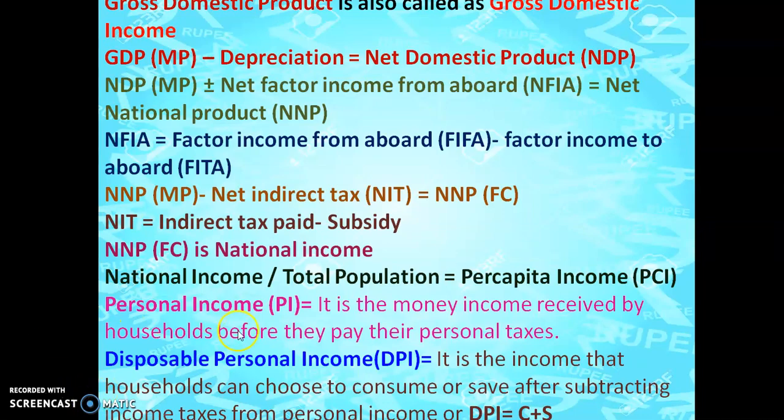This disposable personal income is equal to C plus S. What is C? C is the consumption. Whatever a person has, for what purposes does he use it? Either he uses that income to consume goods and services, or he puts it under saving. Saving is nothing but making an investment. He can put it in a bank, or in mutual funds, and he is going to save. So disposable personal income is equal to C plus S. These are the different concepts related to national income.